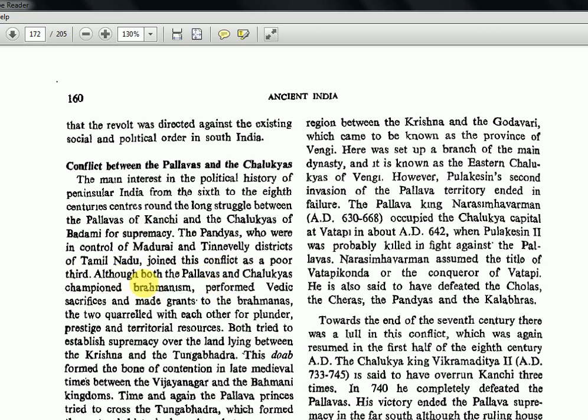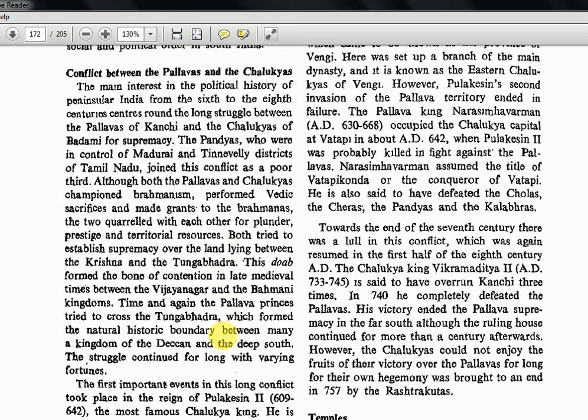Now, although both the Pallavas and Chalukyas championed Brahmanism, performed Vedic sacrifices and made grants to the Brahmanas, the two quarreled with each other for plunder, prestige and territorial resources. Both tried to establish supremacy over the land lying between the Krishna and the Tungabhadra. This Doab region you will later learn. When Vijayanagara and the Bahmani kingdom were also fighting in the Tungabhadra Doab, with gold mines and diamond mines, same way in ancient times these two kingdoms, Pallavas and Chalukyas, were fighting in the same region. So it is a bone of contention.